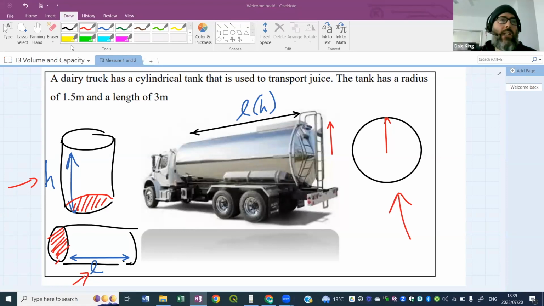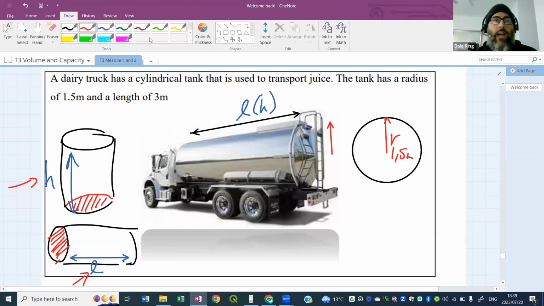Yes, Isabella wants to get on with it, saying, "Sir, come on. We know the formula. Let's work out the volume of this thing." All right. So Isabella, I've got a length there, which is actually the height, and the radius here is 1,5. So I'm going to write here 1,5 meters. And the length here is 3 meters. There we go. So those are the two dimensions we need.